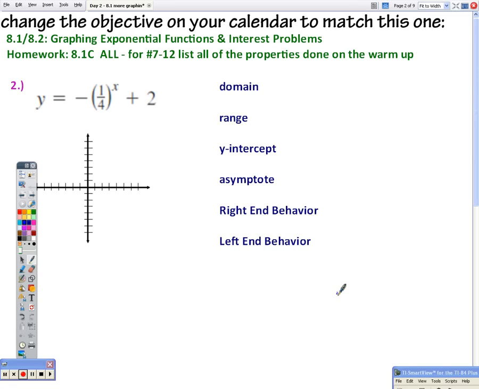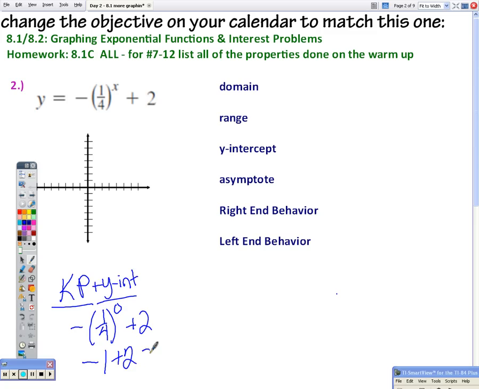I'm going to start by finding my key point, and that's what makes the exponent 0. So in this case, my key point and my y-intercept are going to be the same exact point. So this is going to be -1 plus 2, which is 1. So my y-intercept's at 1. My key point is at 0, 1. Same spot right there. My asymptote is at 2. So y equals 2.